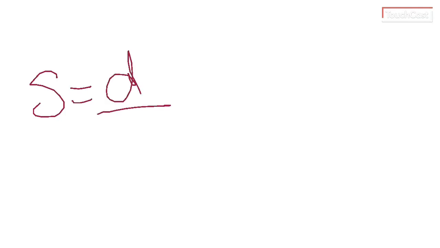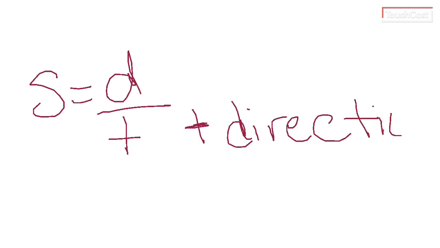Then it asks you, what is the velocity formula? Well, velocity is speed plus a specific direction. Then we take the same formula. Speed equals distance over time plus direction.